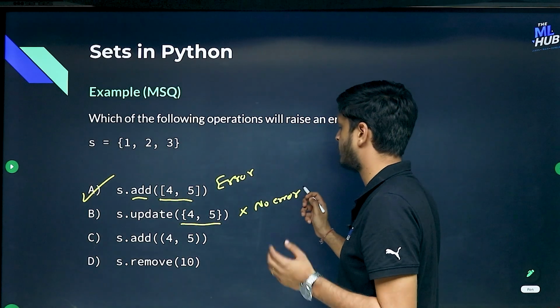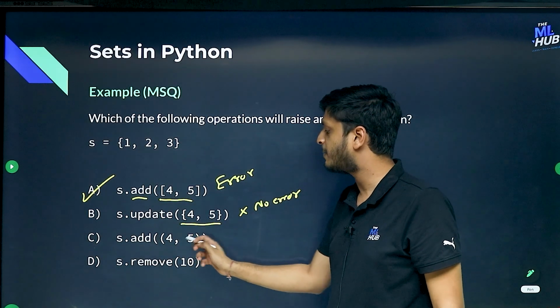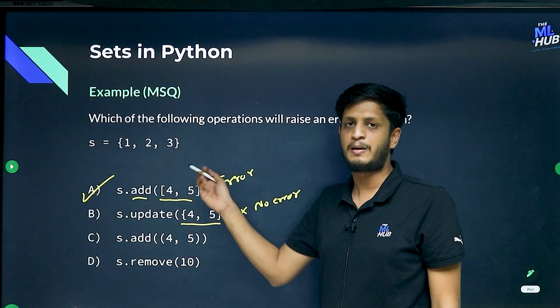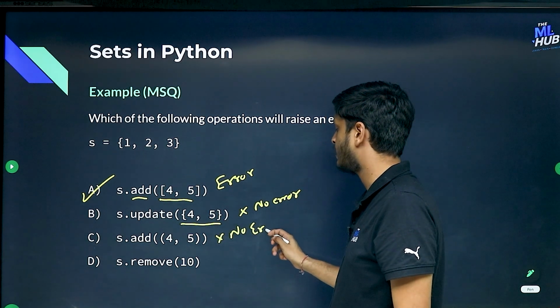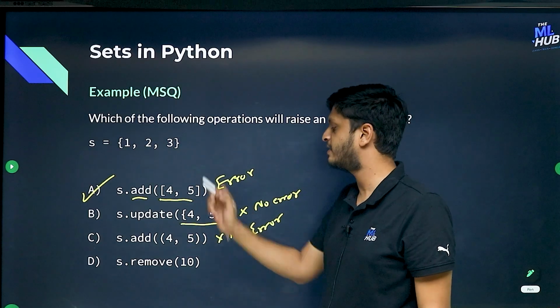Right? This will work perfectly fine. S dot add tuple containing 4 comma 5. You can add a tuple inside a set. This will also not give you any error. Right? This will just add the tuple inside the set.